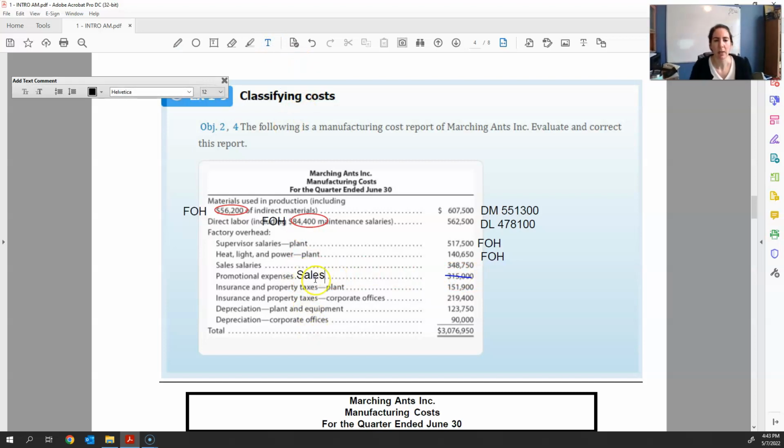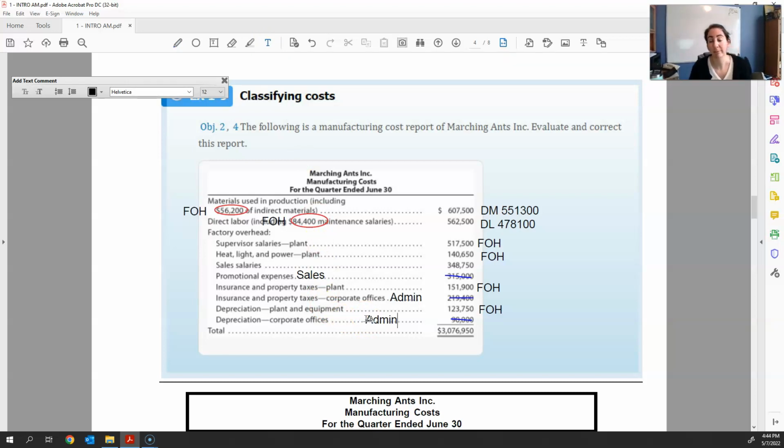Insurance and property taxes on the plant. So the factory, by plant. Yeah, that's factory overhead. Insurance and property taxes on the corporate offices. No, that's administrative, right? Because it's on the corporate offices, the headquarters. So we're going to strike that out. We're not looking at that. Depreciation on the plant, factory overhead, right? Because it's about the factory. And depreciation on the corporate offices, no. We know that that is an administrative expense because it's about the offices.